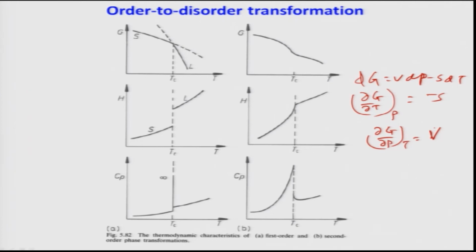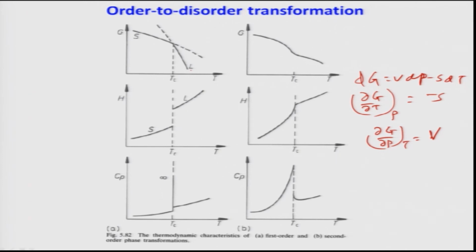Now, in a transformation, the zeroth order derivative, which is the function itself, is continuous through the transformation temperature. That is what you see here. The entropy is continuous, and the volume is also continuous. But if the second order derivative is discontinuous, then it is called a second order transformation, and if the first order derivative is discontinuous, then it is a first order transformation. I am sorry.